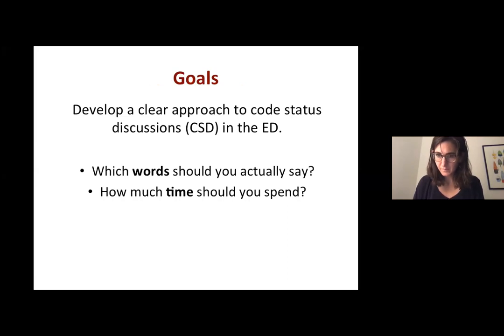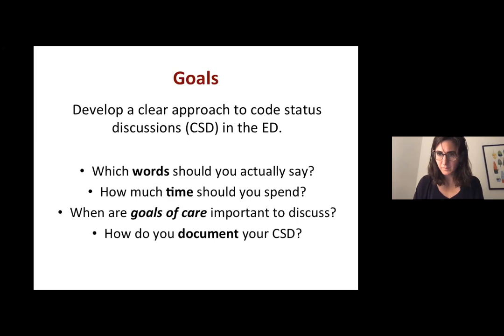I think the bias is that to feel like you're doing a good job in code status discussions, this could take a lot of time actually talking about goals of care. And we're going to talk about how to make that a little bit more efficient and how to decide how much time you need to spend with each patient. When it is actually important to have an understanding of patients' goals of care and not just a decision about their code status. And then finally, how you document your code status discussion in the medical record.